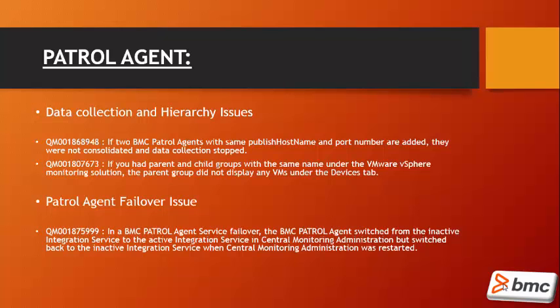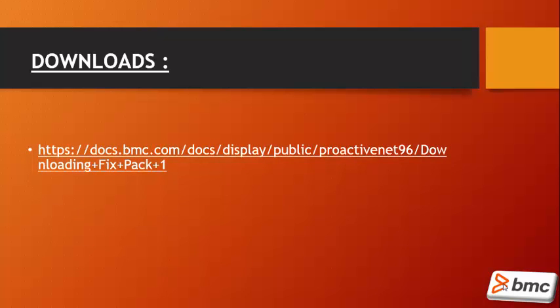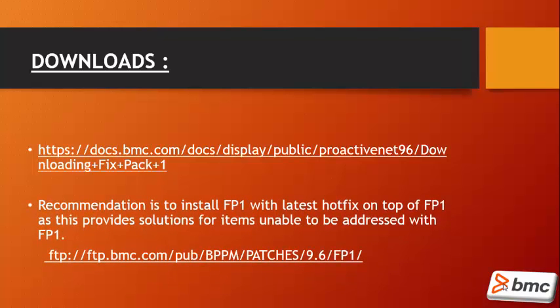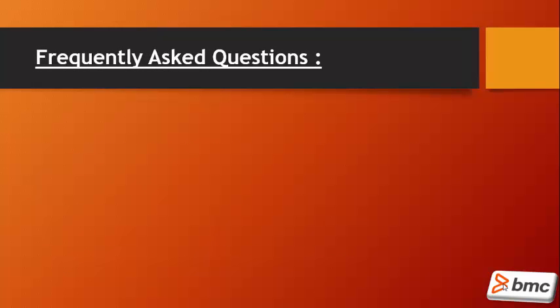In the next slide, I have shared the documentation for Fixpack 1. It contains instructions on downloading and installing Fixpack 1 on a Windows and Linux environment. Please note, it is recommended to install Fixpack 1 with the latest hotfix on top, as this provides a solution for items unable to be addressed with Fixpack 1. In the last slide, we have answered some frequently asked questions with respect to installation of Fixpack 1.